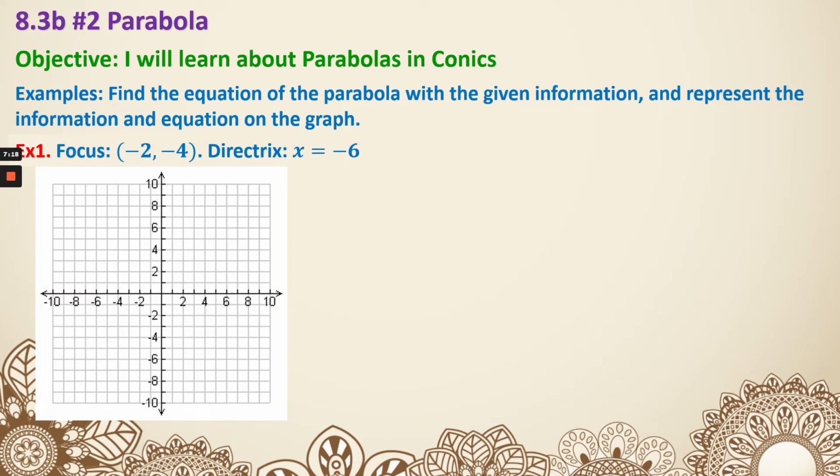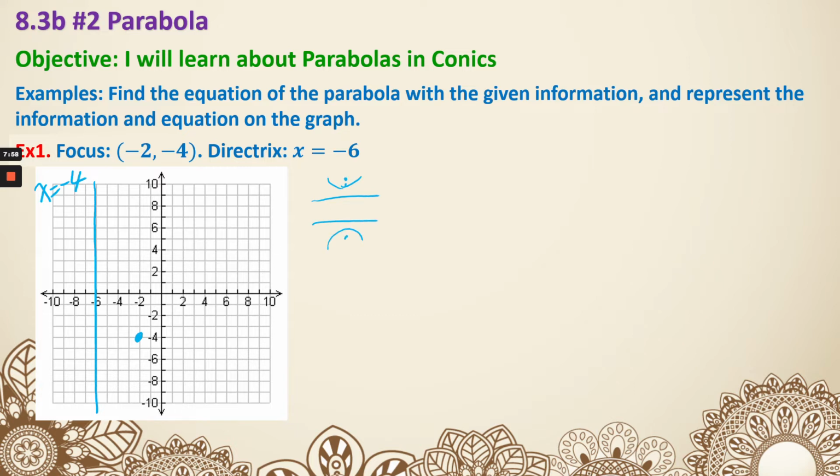Example 1. Focus is at -2, -4, right here. Directrix is at x equals -6, right here. So based on this, since something we have established is the focus needs to be inside the curvature, the curvature will never cross the directrix. So of course this is going to be opening to the right, since the focus is on the right side of the directrix. And if the focus is on top of the directrix, that's facing up. If the focus is on the bottom of the directrix, that's facing down.